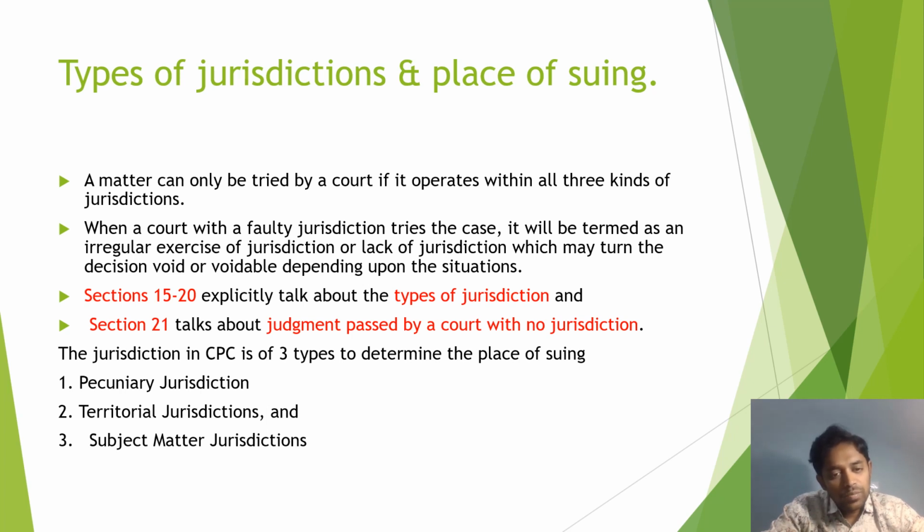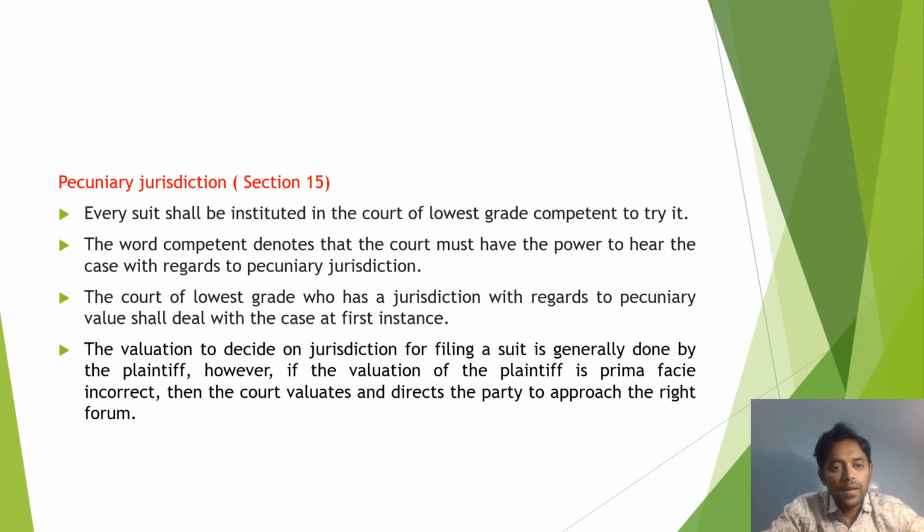The jurisdiction in the CPC is of three types to determine the place of suing: pecuniary jurisdiction, territorial jurisdiction, and subject matter jurisdiction. Coming to pecuniary jurisdiction, which is discussed under Section 15: every suit shall be instituted in the court of lowest grade competent to try it. The word competent denotes that the court must have the power to hear the case with regard to pecuniary jurisdiction.